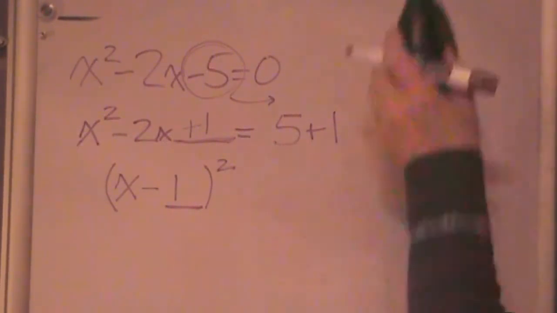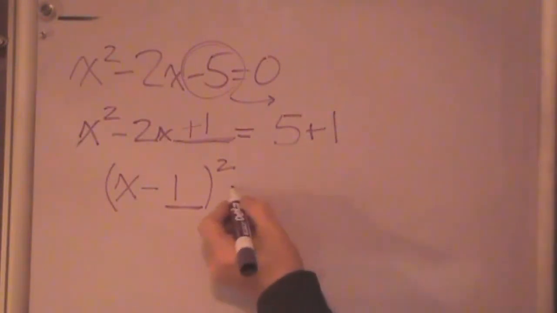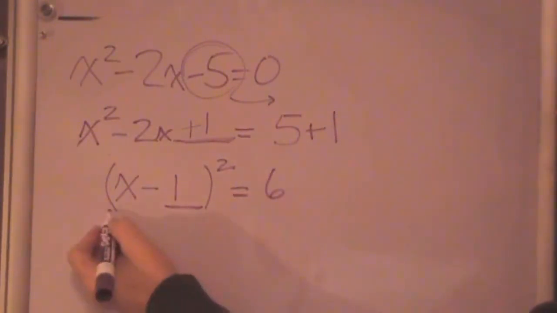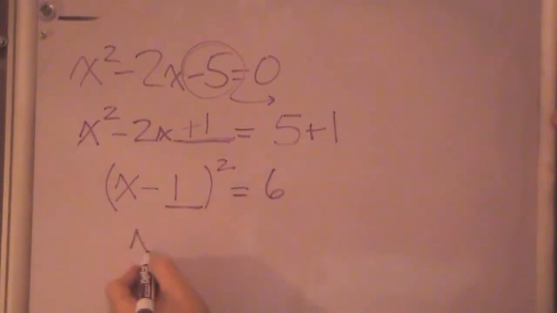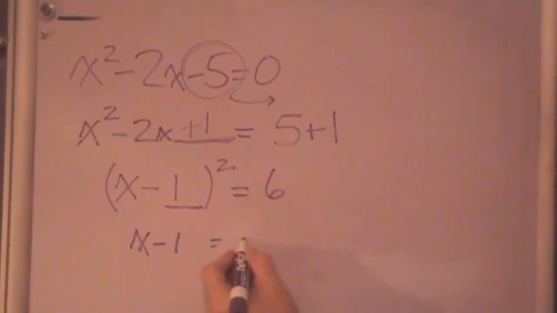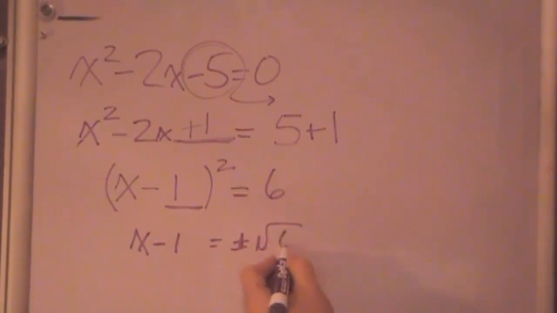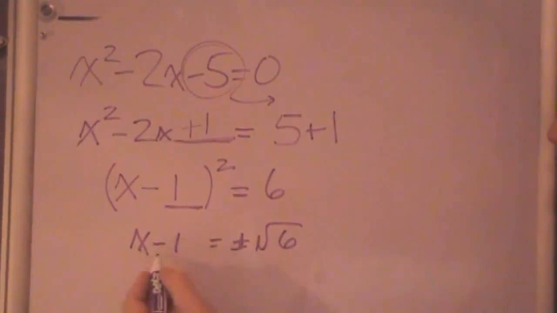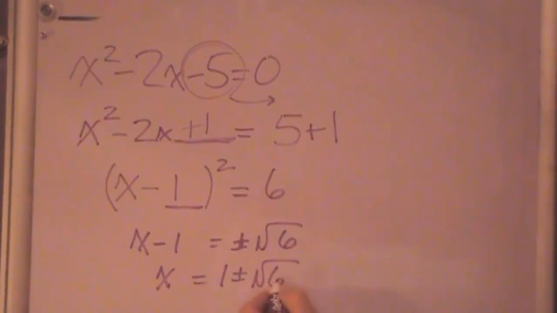Okay, let me get this out of the way. And that's equal to 6. So now I take the square root of both sides. X minus 1 equals plus or minus the square root of 6. So now I just add 1 to both sides. X is equal to 1 plus or minus the square root of 6.